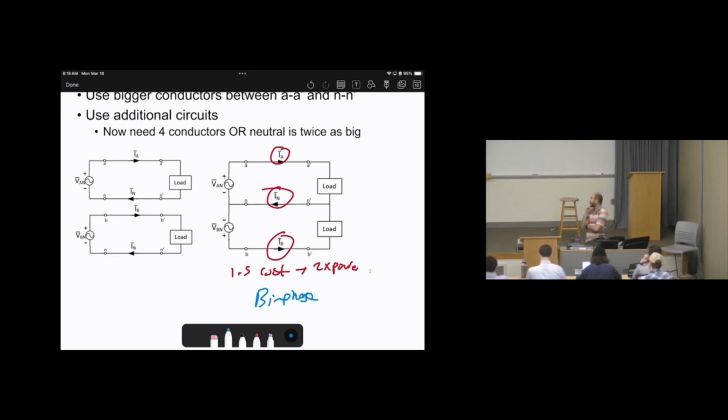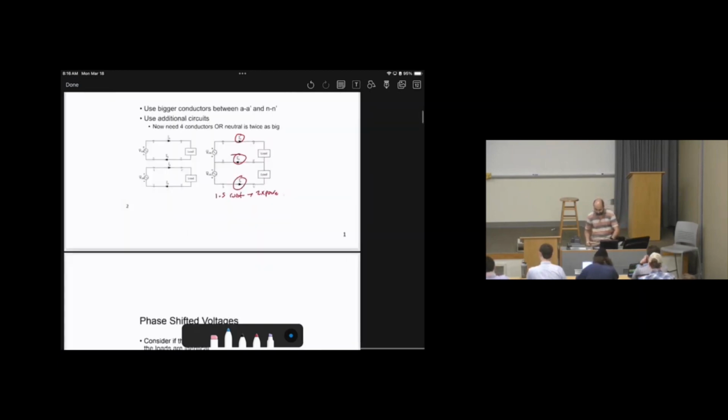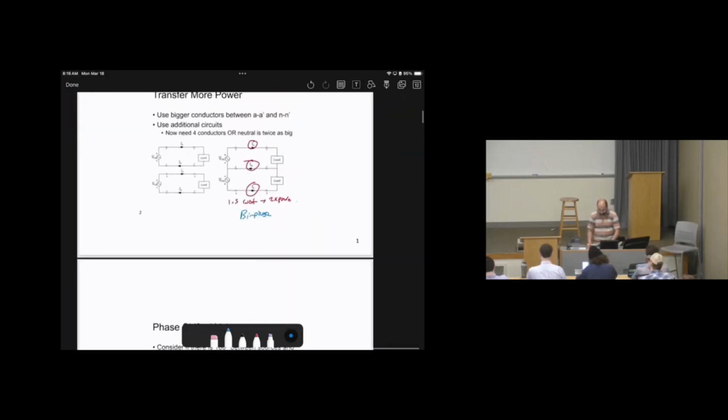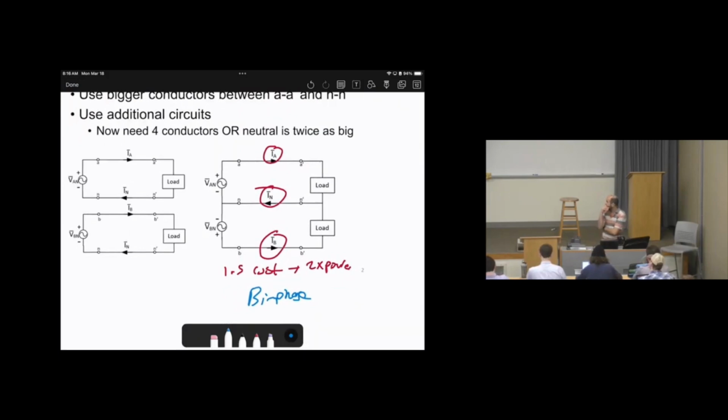But when we look at biphase, can we find a cheaper option than that? That's another way of thinking. How can we find something cheaper than the biphase? Biphase costs 1.5 times the cost to double the power. So the answer is yes, we can find one, and it is based on the 3-phase.